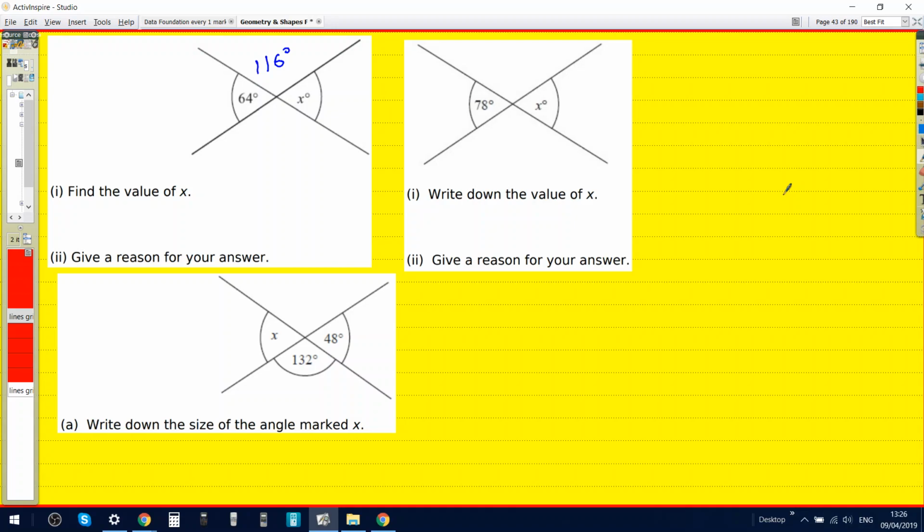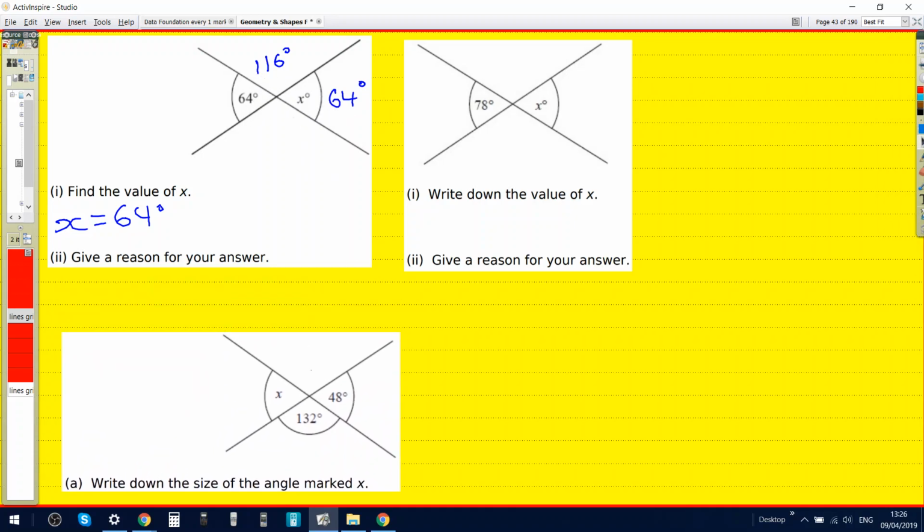So it'll be 180 minus 116. And 180 minus 116 is 64. Right. Okay. Give a reason for your answer. So you could say angles in a straight line add up to 180. What they're looking for in a 1 mark question is vertically opposite angles are equal.